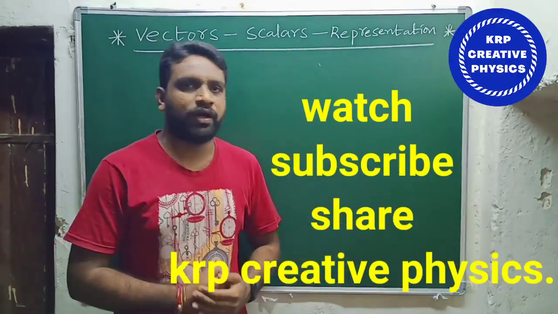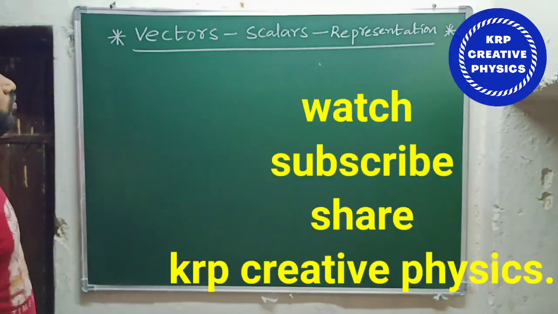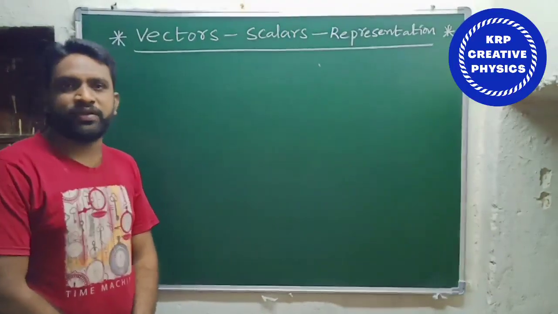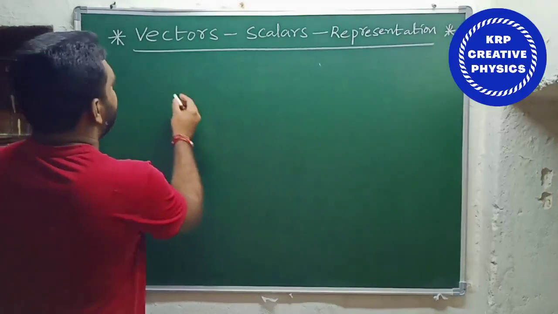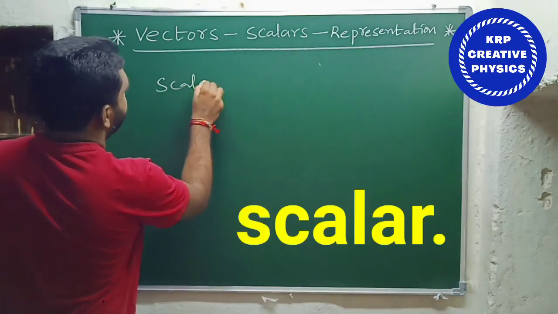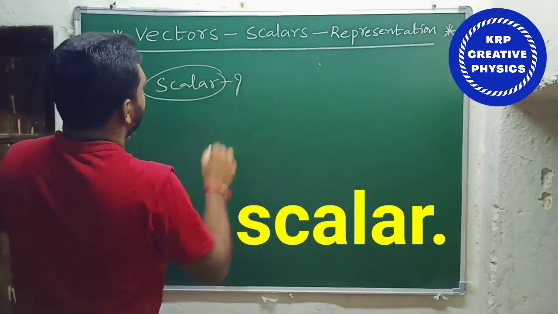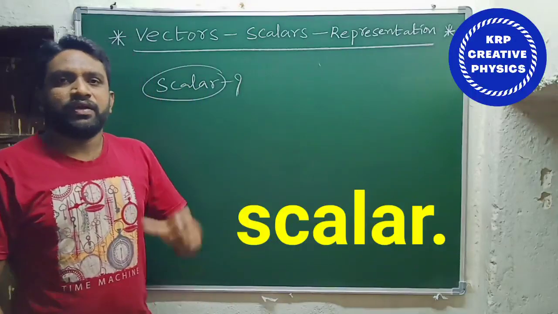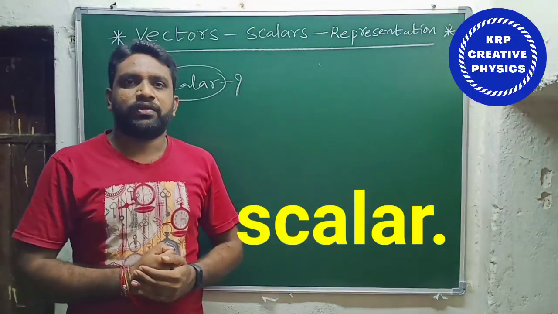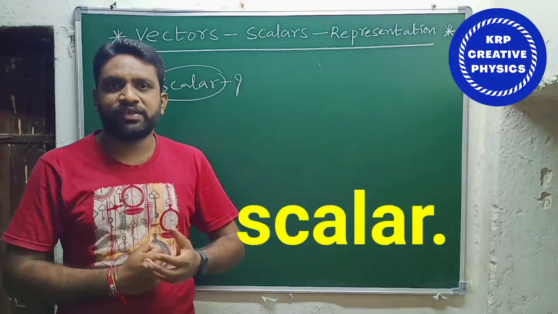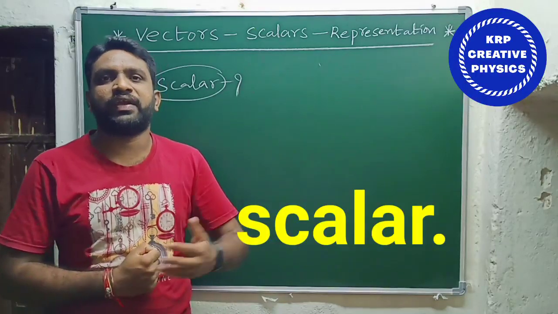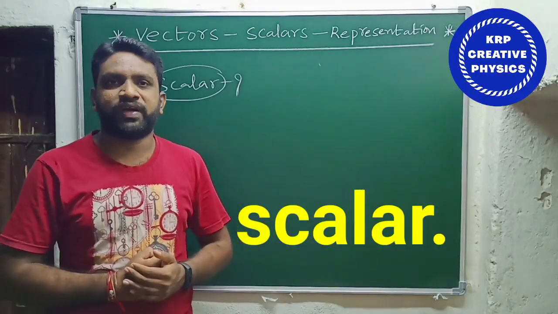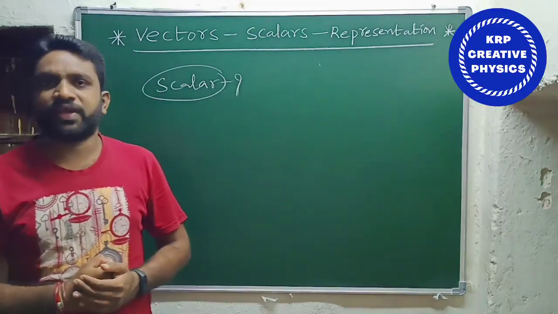Okay, let's enter into the topic. First we are going to learn about vectors and scalars. We need to know about vectors and scalars. First we will consider scalar. What is meant by scalar quantity? If any physical quantity has only magnitude without any specified direction, then it is considered a scalar quantity.